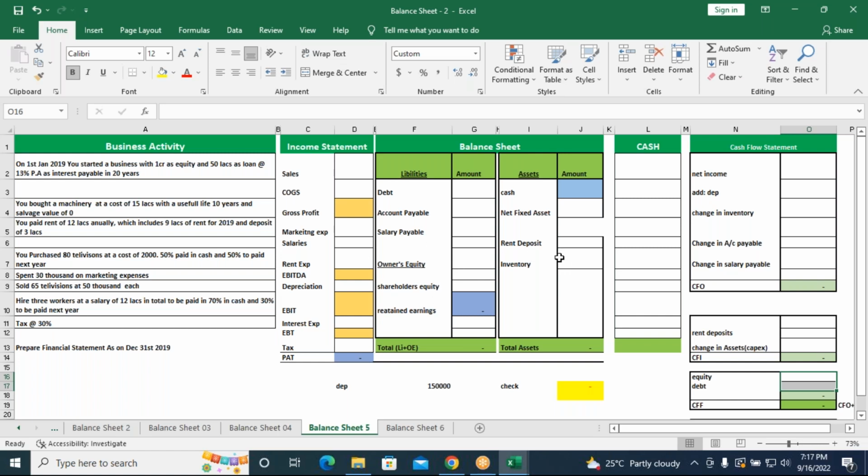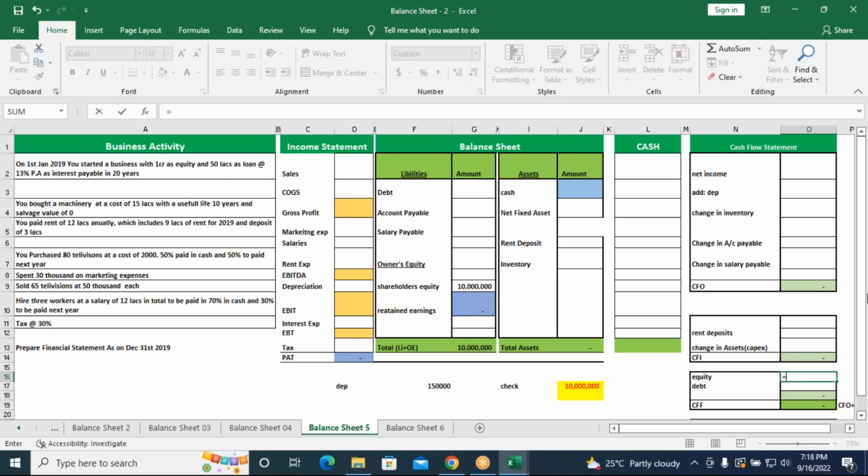So first, on 1st Jan 2019, we started the business with 1 crore. So it is equity, how much are we investing? 1 crore. So 1 crore investment I have done, which I will show here in my equity also.